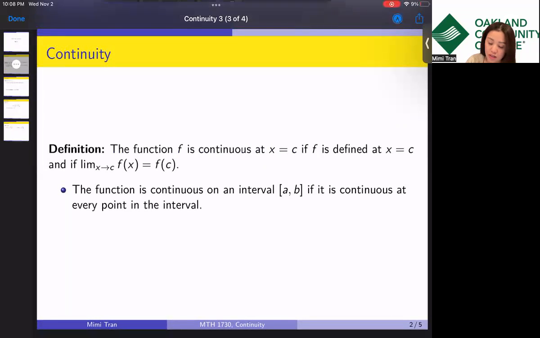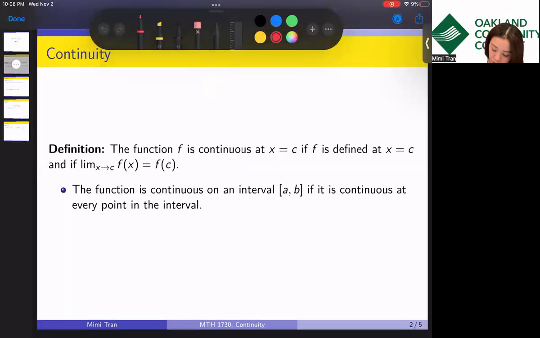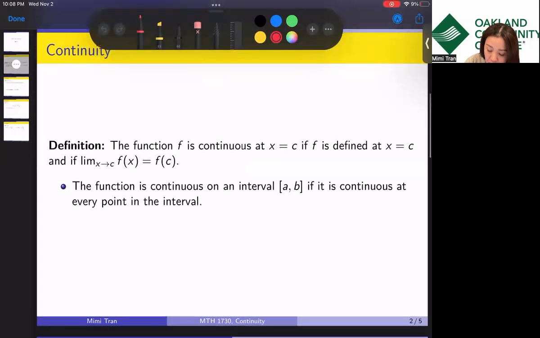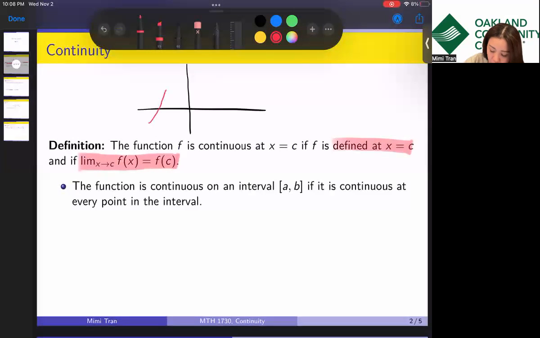So here we have two pieces that we need to show if f is continuous, right? It has to be defined at c, and the limit as x approaches c of f of x, from both sides, is equal to the value f of c. Right? So for example, say I have a function looking like this, and here will be my point c and f of c.